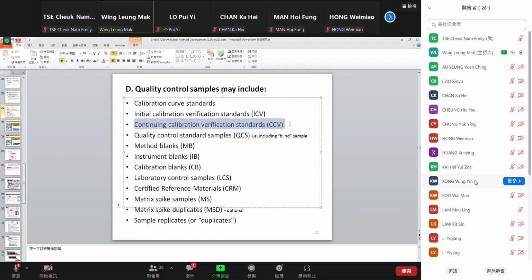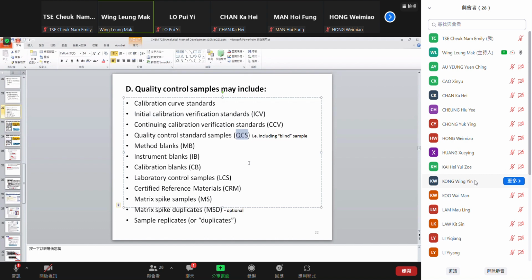Continuing calibration verification standard. Normally, after you prepare the calibration curve, you will immediately inject this ICV. And after several analyses of the samples or the QC samples, you will have the CCV to bracket the samples and the QC samples. The quality control standard samples, we call the QCS, okay?